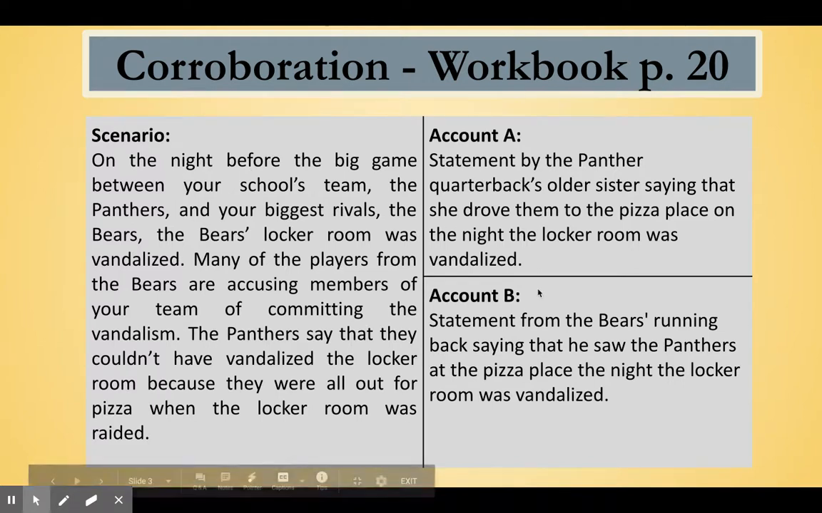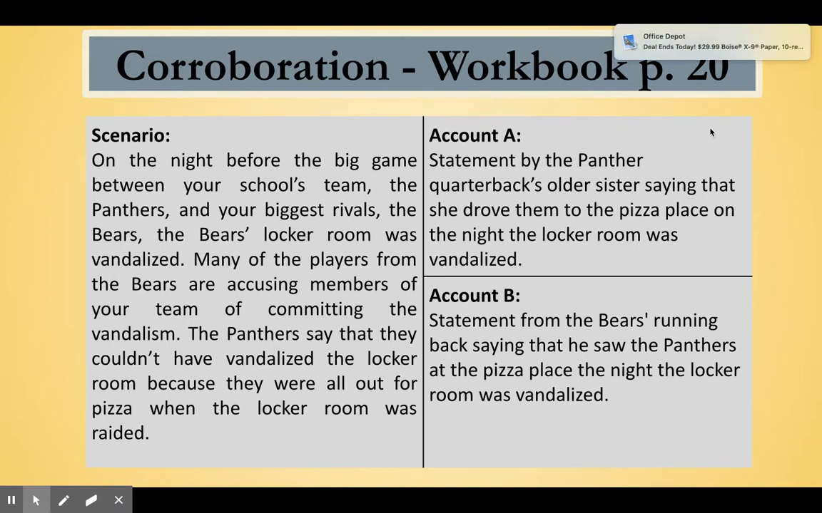Now let's look at the two sources. Account A is from the Panthers' quarterback's older sister. She says she drove them to the pizza place on the night the locker room was vandalized. And account B is a statement from the Bears running back, and he says he saw the Panthers at the pizza place when the locker room was vandalized.